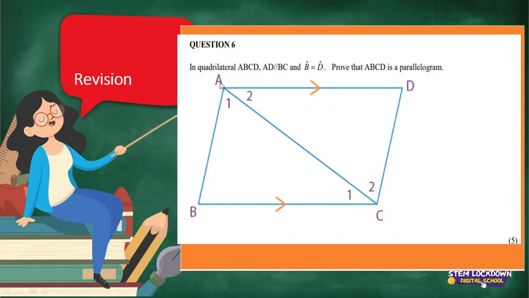We're only told that AD is parallel to BC. So these are the only two parallel lines we have. So we can only conclude that this angle here is equal to this angle here.